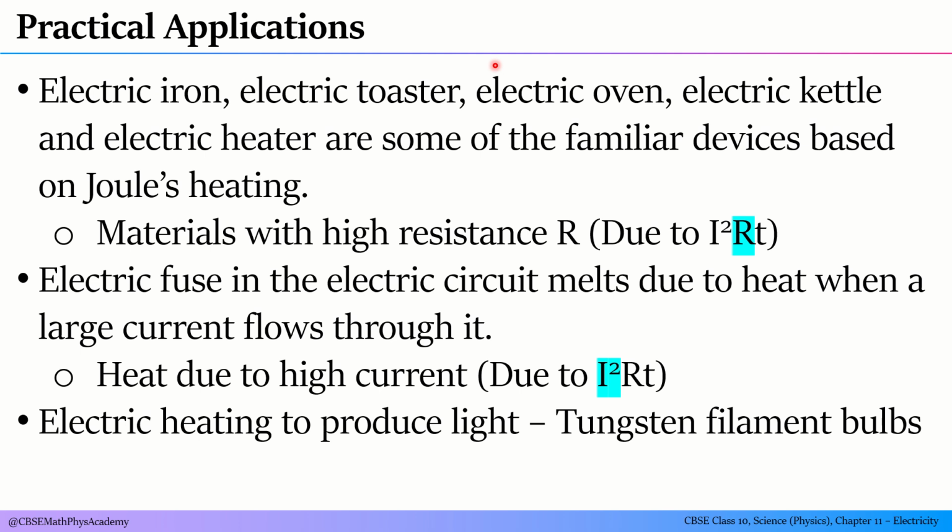There are some practical applications. If you take your electrical iron box, toaster, or electric oven, all of these work on the principle of Joule's law of heating. There the materials have very high resistance. So in the equation I square RT, this R is very high. Because the R is very high, it produces heat.